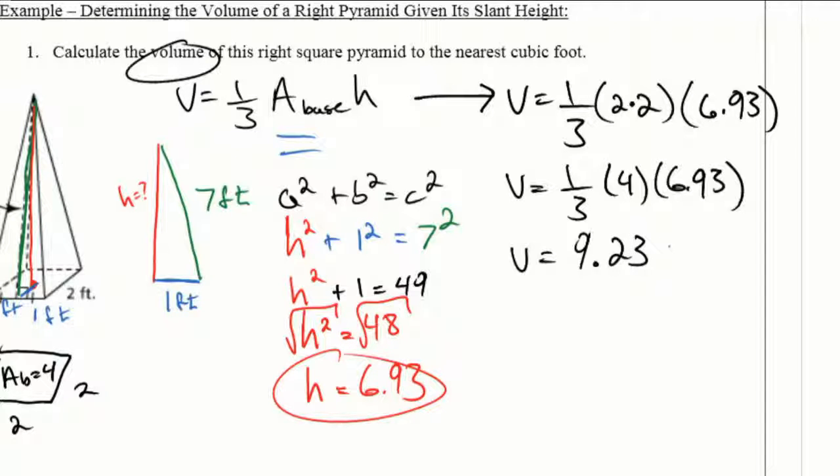Try to remember my units. Everything in the question is in feet. And it's a volume, so hopefully you recall that volumes are cubed, so feet cubed. As for the nearest foot, in this case, it's simply 9 feet cubed.